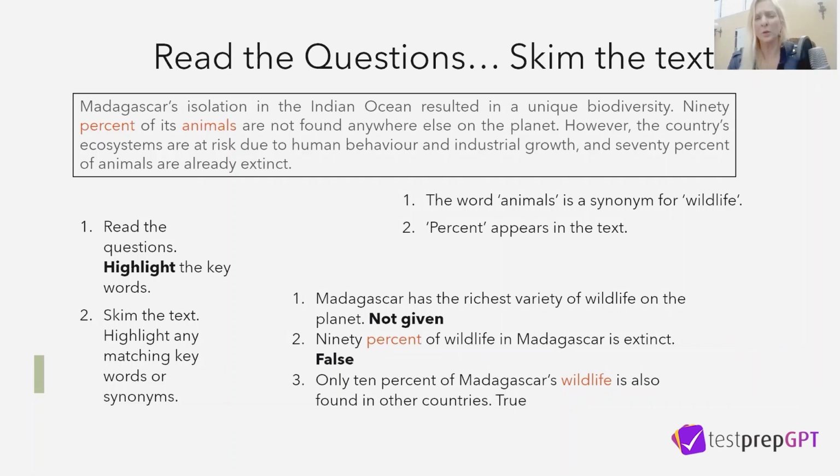Okay, now we're going to quickly skim the text. Madagascar's isolation in the Indian Ocean resulted in a unique biodiversity. 90% of its animals are not found anywhere else on the planet. However, the country's ecosystems are at risk due to human behavior and industrial growth, and 70% of animals are already extinct. Okay, so now we've quickly skimmed it.